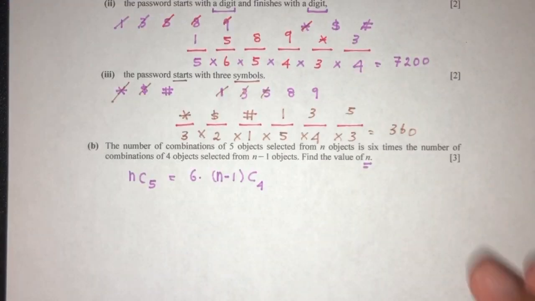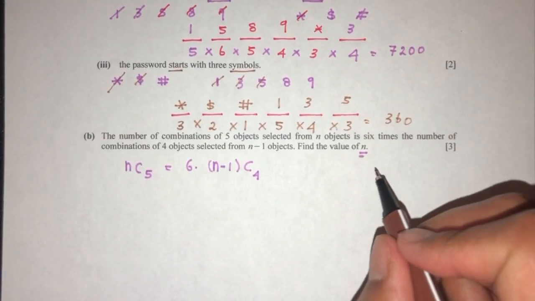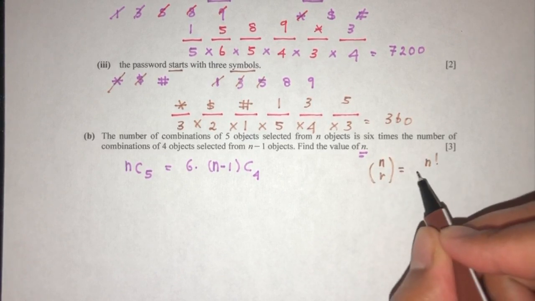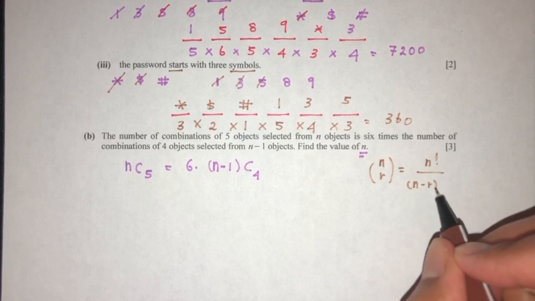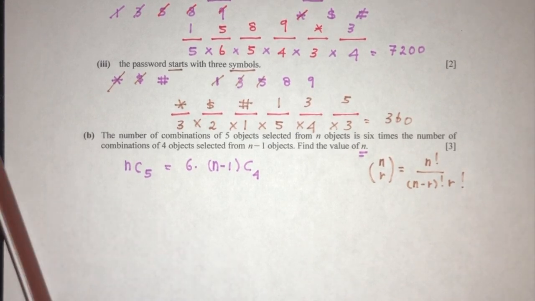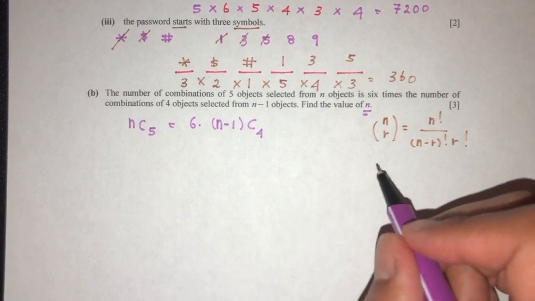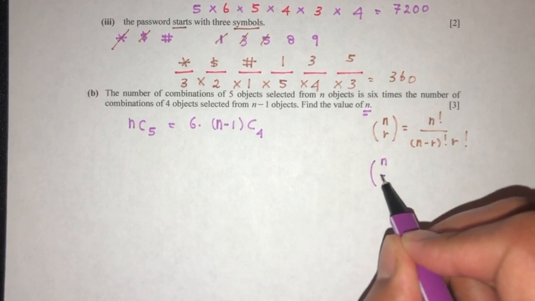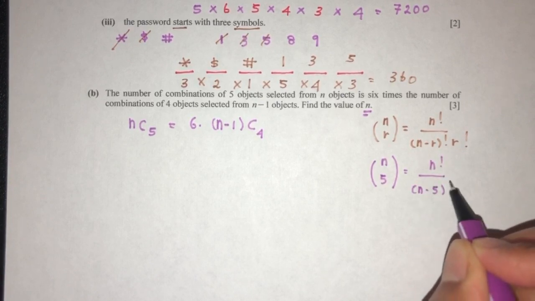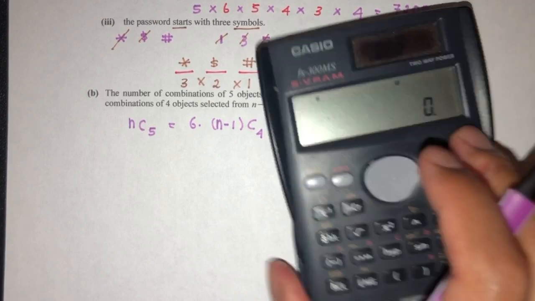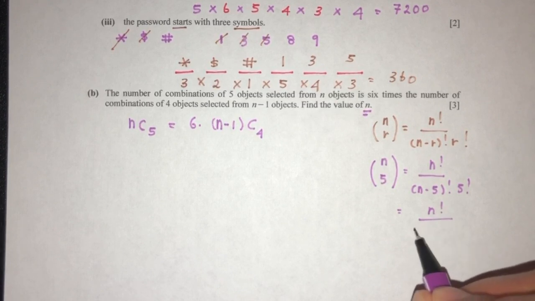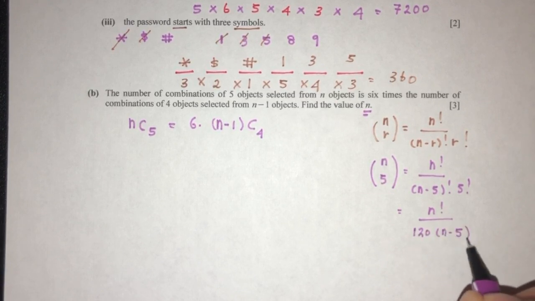So as you can see, let's write this down. Here we have given that n choose r will be n factorial over n minus r factorial, times r factorial. Now we just have to simplify and see what happens here. For example, n choose 5 will be n factorial over n minus 5 factorial, times 5 factorial. But now what is 5 factorial? That is simply 120, so we can write this over 120 times n minus 5 factorial.